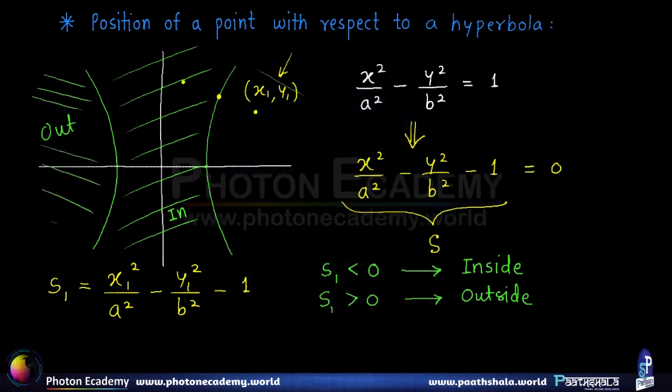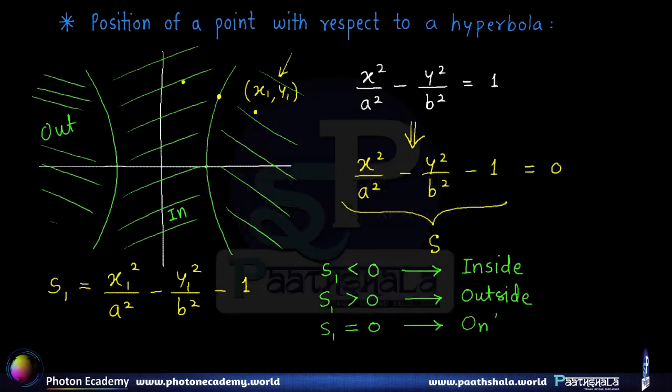And if S1 turns out to be 0, then it just means that the point satisfies the equation of the hyperbola itself. So that means the point lies on the hyperbola. In this way we can detect whether a given point lies inside, outside, or on the hyperbola. Now let's solve one example based on this.